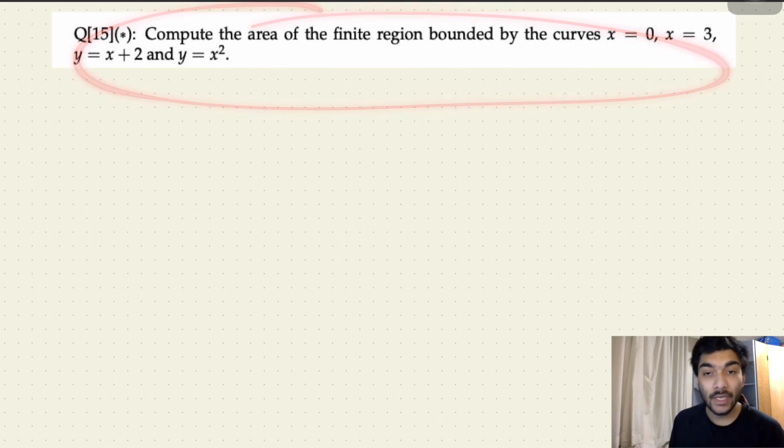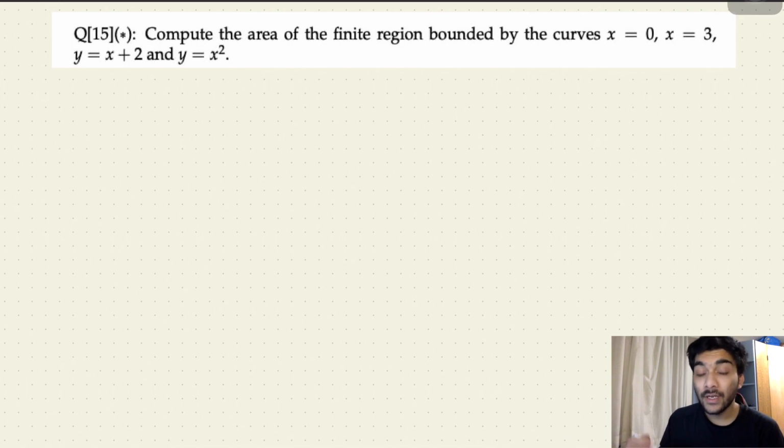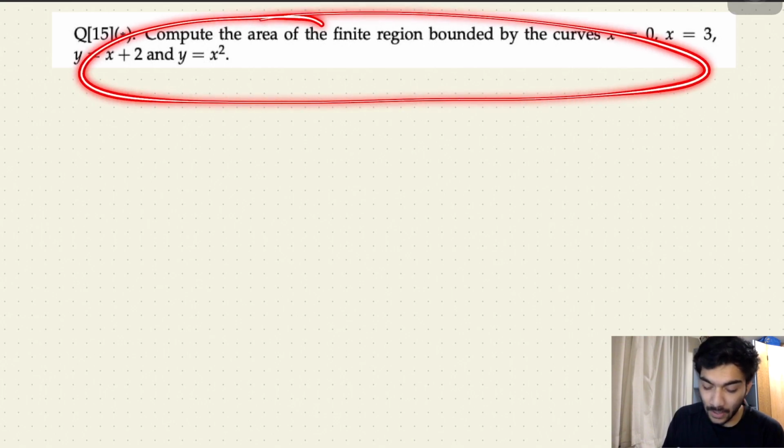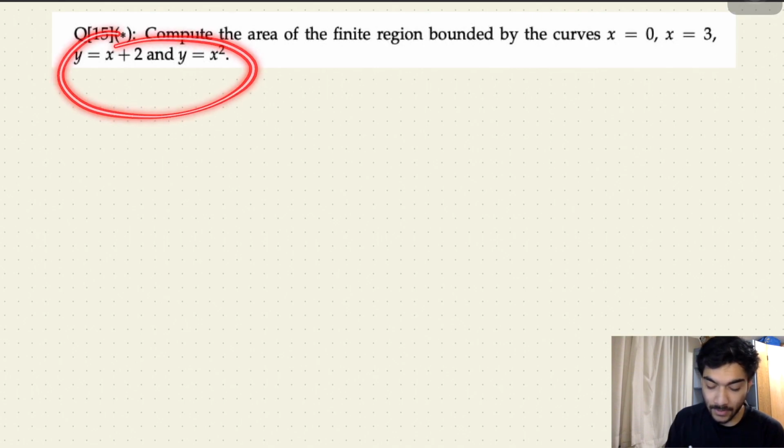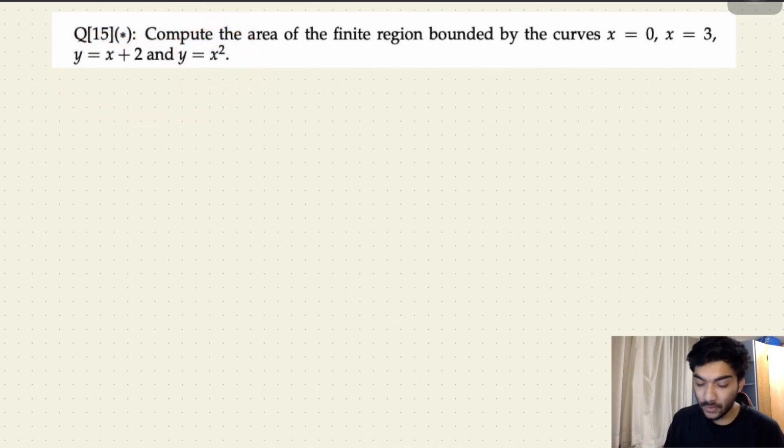So let's do one more question on area bounded by two or more curves when there are breakpoints present in your sketch of the functions. In this question, we have to calculate the area of the finite region bounded by the curves x equals 0, x equals 3, y equals x plus 2 and y equals x square. x equals 0 is the y-axis, and x equals 3 is a vertical line passing through the point x equals 3. The question may seem intimidating, but basically you have to calculate the area between y equals x plus 2 and y equals x square from x equals 0 to x equals 3.